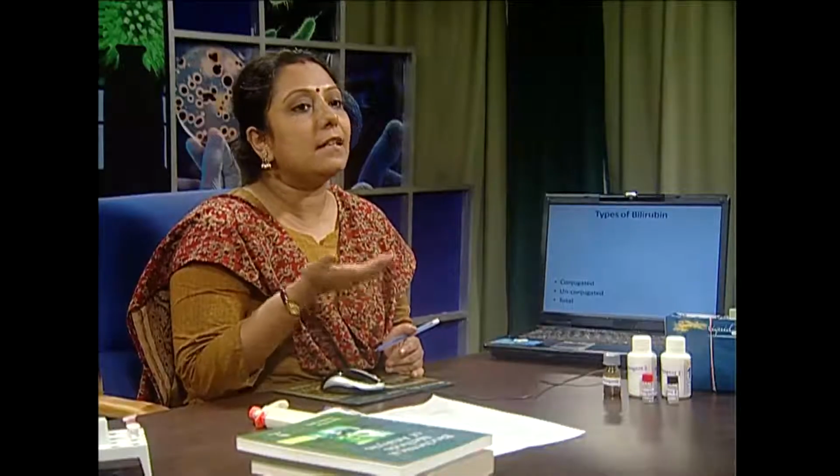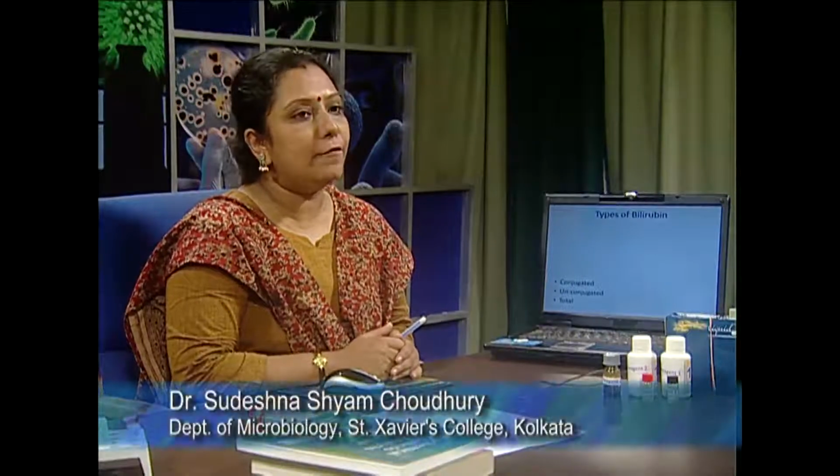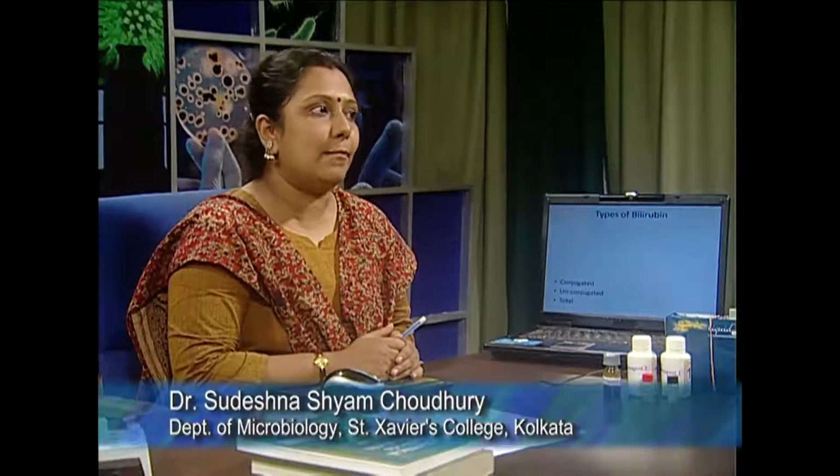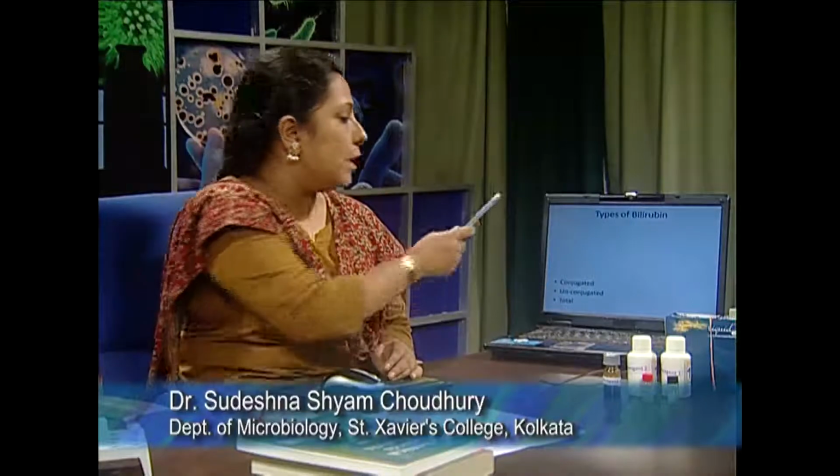Bilirubin is the waste product coming from heme metabolism. It may be total, that is conjugated and unconjugated bilirubin together, or separately conjugated and unconjugated. Conjugated bilirubin is water-soluble bilirubin.